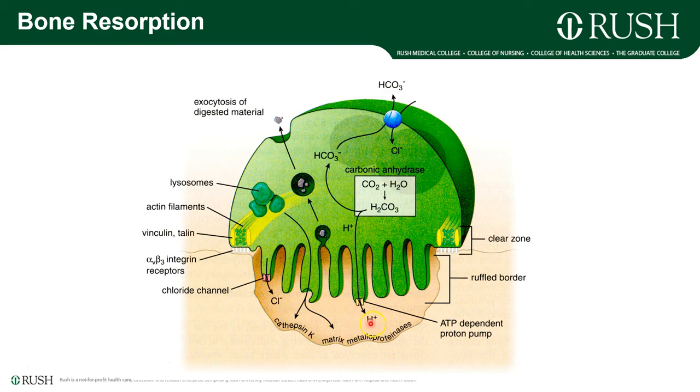So you have hydrogen ions here and chloride ions, so an acidic environment in here is contained due to this clear zone, and that is what's causing the inorganic matrix to be degraded. But the organic matrix then is degraded by proteolytic enzymes like matrix metalloproteases and cathepsin K. The net result being that the organic and inorganic matrix is resorbed and then taken up by the cell and then expelled out from the other side. So it's like creating a little hole in the bone.